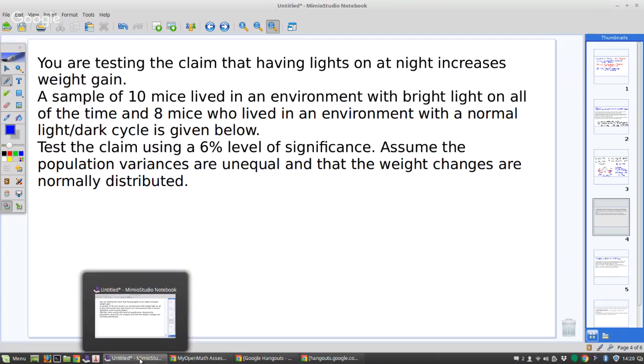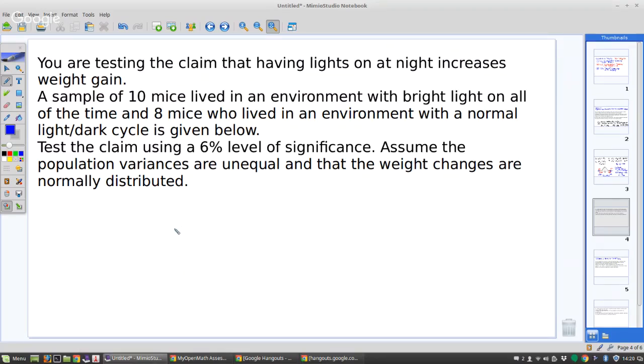So let's see. We have 2 different groups of mice. So if they're not the same mice, this should be independent, I think. Safe bet sometimes, as opposed to if they're matched. So what's an example if they're matched or paired?